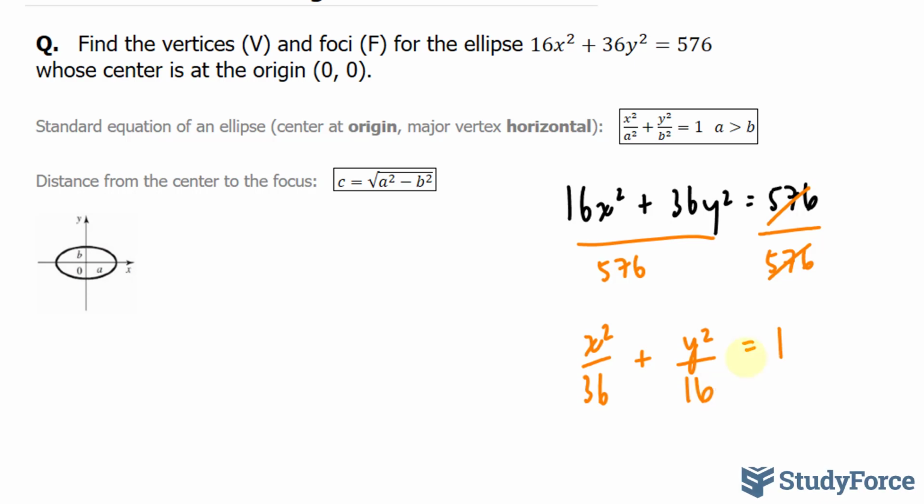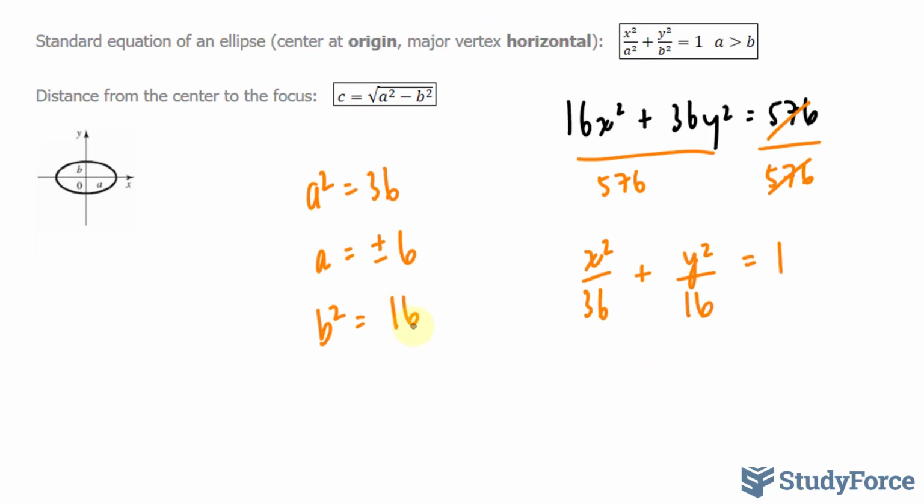The reason why having the equation in this format helps is because now we can identify our a and our b terms. To identify our a term, we have a to the power of 2 is equal to 36. I'm just matching these. So a squared is equal to 36, therefore a is equal to plus or minus 6. Similarly, b squared is equal to 16, and the square root of 16 is plus or minus 4.